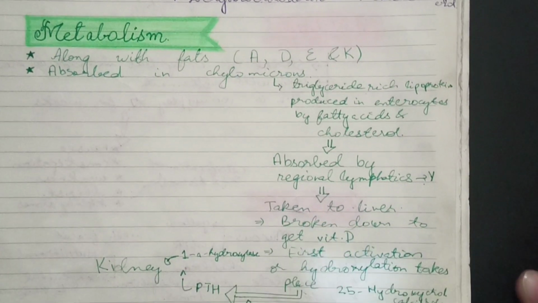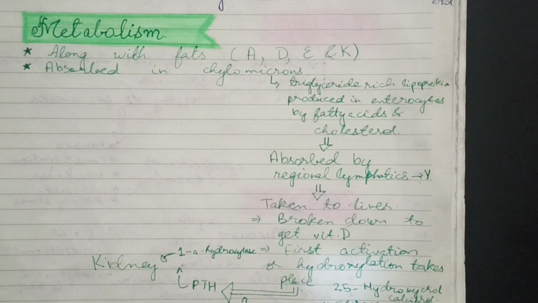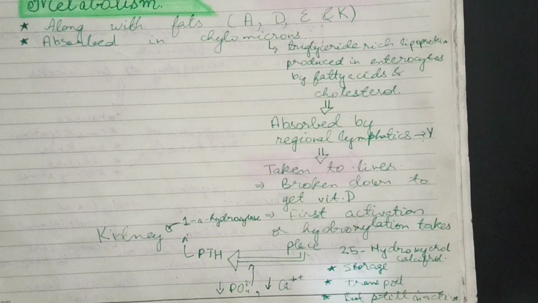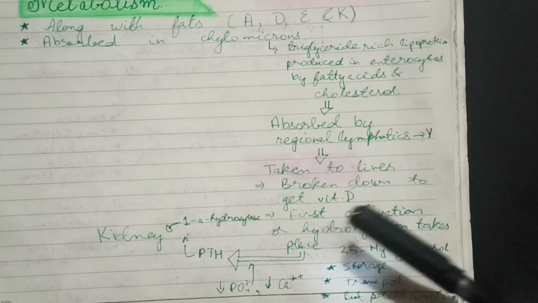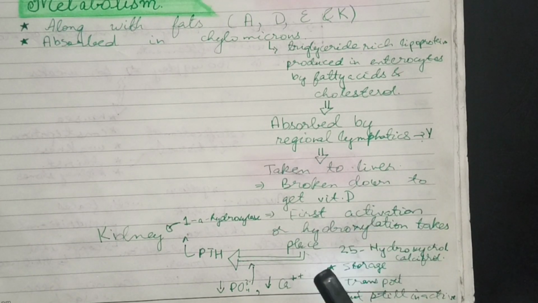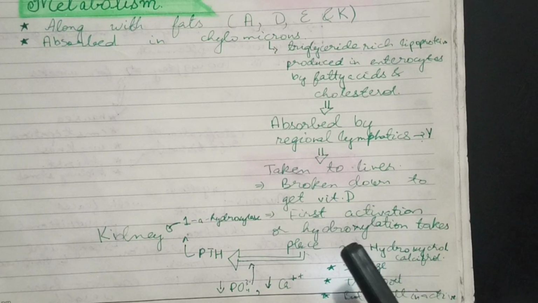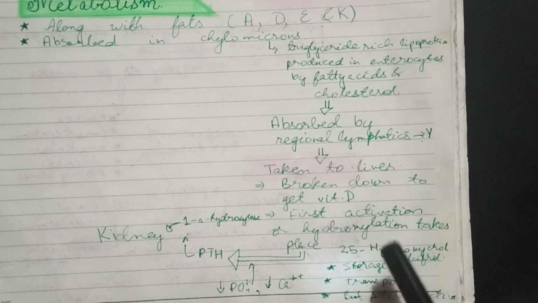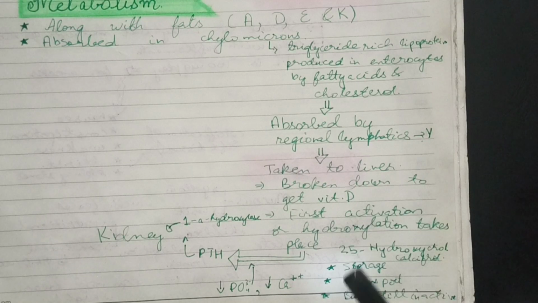So it will be taken to the liver, and the first activation takes place here. And what is the activation reaction? It is hydroxylation. It is the hydroxylation reaction which takes place with the help of 25 hydroxylase, and calciferol will be converted into 25 hydroxycholecalciferol. It is the major form of storage and transport in our body, but it is still inactive. It is not the active form of vitamin D.